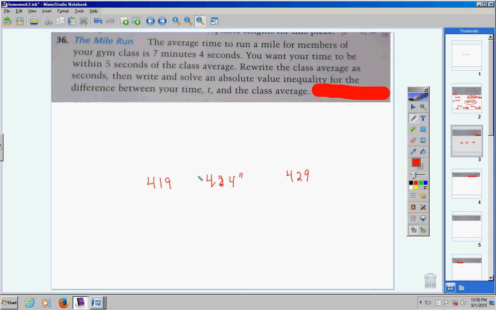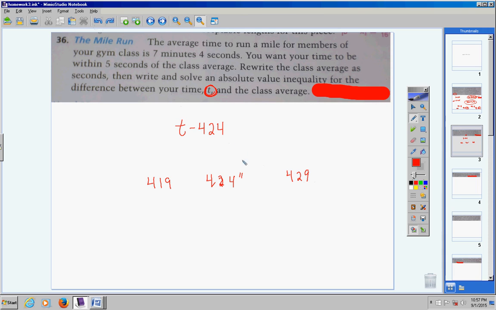So in other words, watch this carefully. If you take your time, and what is your time? T, your time. So if you take your time and you subtract 424, you either want to get what? Well, if it's 419 minus 424, you get a negative 5. If you take 429 for your time, let's pretend this was your time, and you subtract it, you get a positive 5.